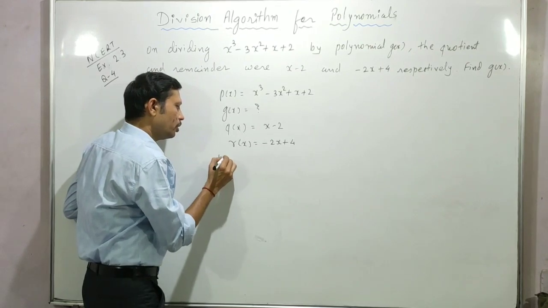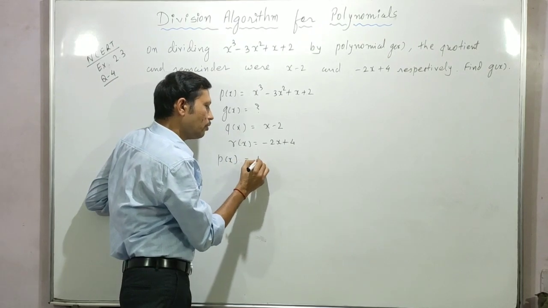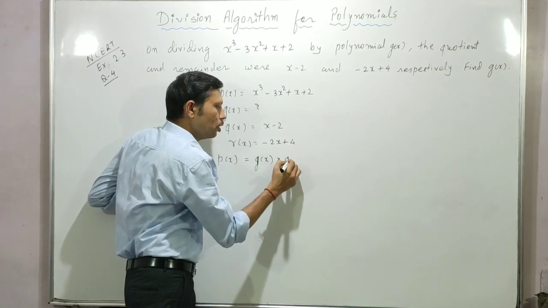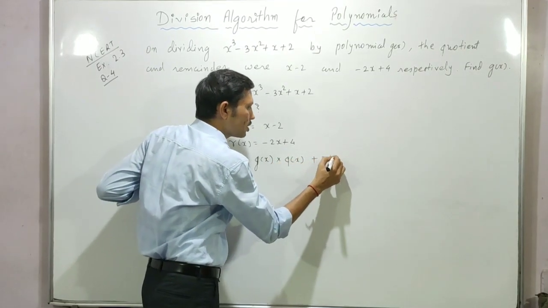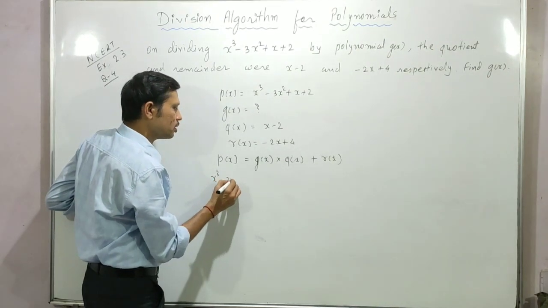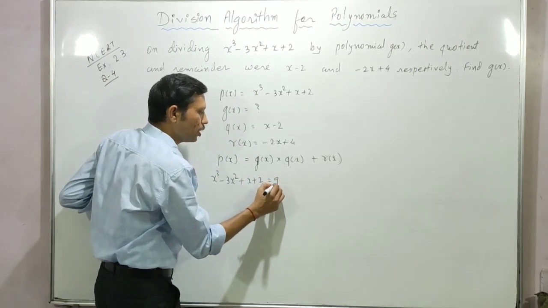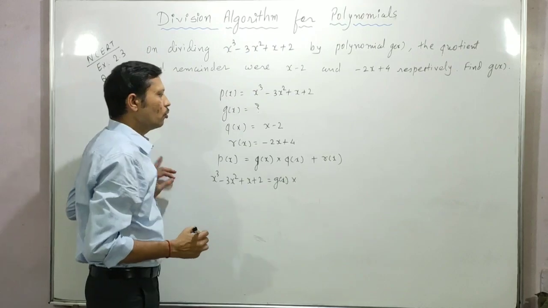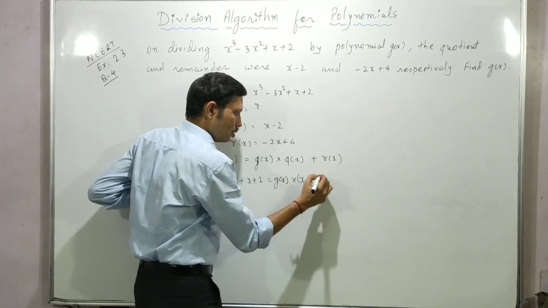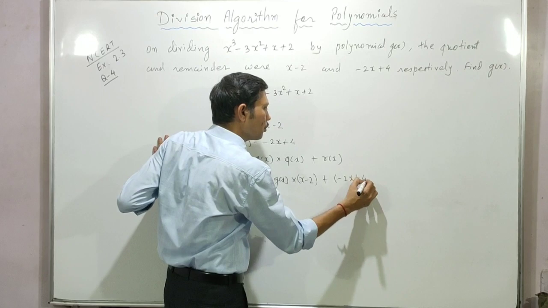So, as per our division algorithm, we can say P of x is equal to g of x into q of x plus r of x. We will write it down. P of x is x cube minus 3x square plus x plus 2. What is g of x? We have to calculate. The quotient is x minus 2. The remainder polynomial is minus 2x plus 4.